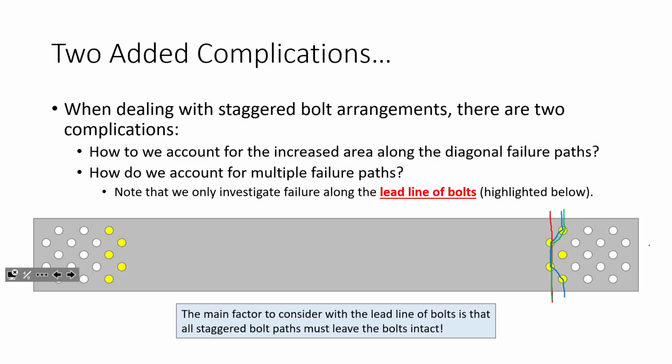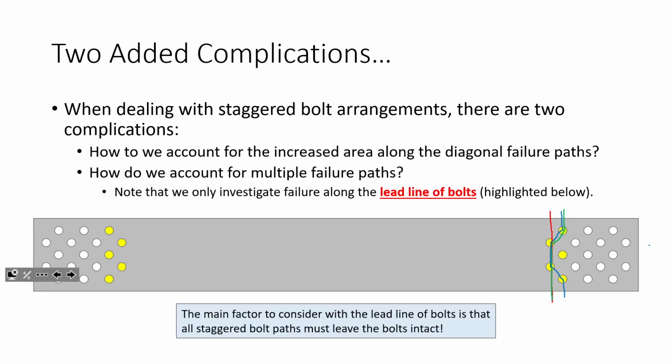Now, before, I had mentioned this term lead line of bolts. Okay? So, before it didn't really matter, now it kind of does. So let me sort of introduce this. The lead line of bolts, if you want the technical definition, is the collection of bolts such that if the member were to fracture along those paths, all of the bolts would remain intact.